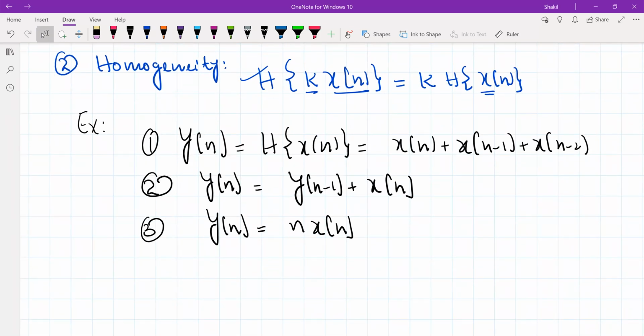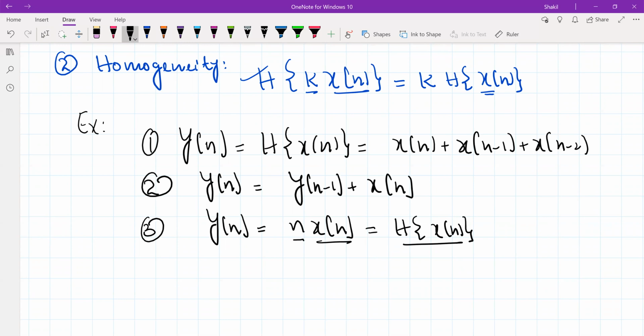Remember, this is the notation of the system. When it operates on x of n, it produces an output that is n times x of n. So what is it doing? It is simply multiplying the current sample value with the current time instant. That's what the system is doing.